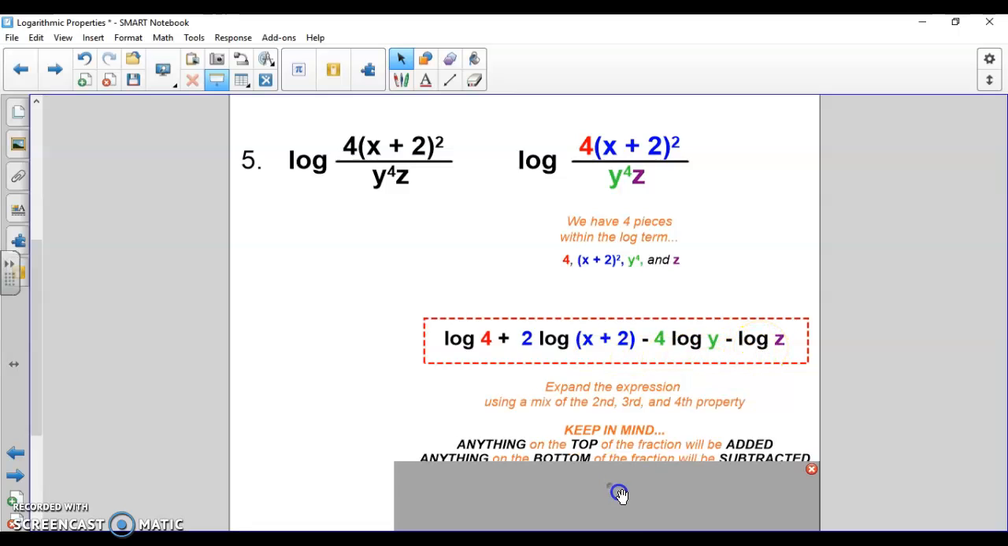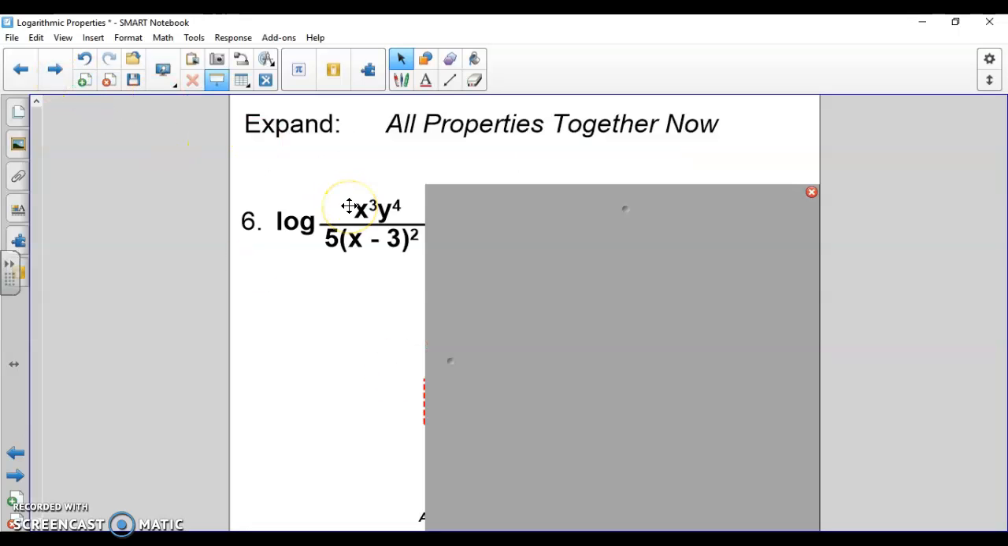Anything on the bottom is subtracted. So just keep that in mind. I make note of that again. Anything on top of the fraction will be added. Anything on the bottom of the fraction will be subtracted. This is a mix of all 3 properties that we focus on today. So it's minus 4 log of y minus log of z on the bottom. Even though the y and z are being multiplied on the bottom, it's on the bottom, so you subtract it. Keep it as simple as that. It's on the bottom, subtract. Top, add. Simple as that. Let's look at one more like this, and then we'll look at just a couple condensing. I think condensing is a little bit easier.